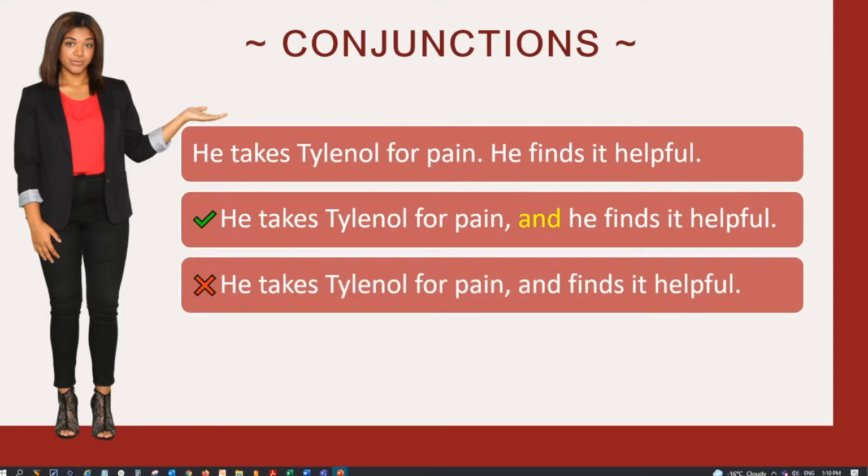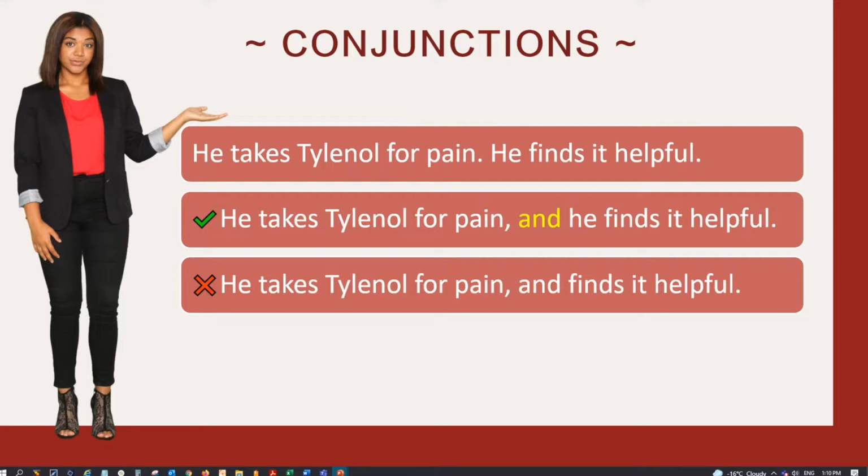Now here's a common error that I see. Now if we look at this, we have "he takes Tylenol for pain" coming before the word "and." That's a complete sentence. But if we look at the sentence after the word "and," "finds it helpful," that's not a complete sentence. That's what's called a fragment sentence. It's missing that pronoun, "he," or the noun. If I were to walk up to you and say, "Hey, finds it helpful," you'd wonder what I was talking about. It's not a complete sentence.